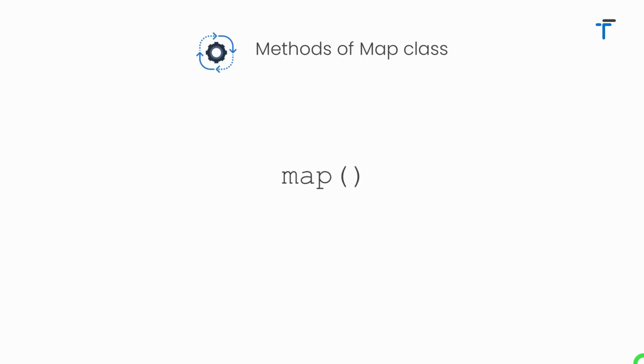Map method in the map class is used to obtain another map object by performing operations over each and every element of current map object.